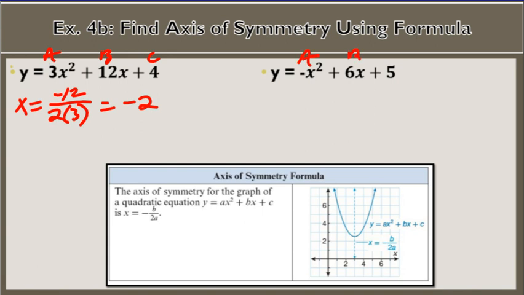Here's our a, b, and our c. X equaling a negative, so I'm going to just take the opposite of 6, which is negative 6, divided by 2 times a negative 1, which will give us negative 6 divided by negative 2, which is a positive 3. So that formula can make finding the axis of symmetry pretty easy, especially if you don't have a graph to look at. You just have to use that formula to solve.